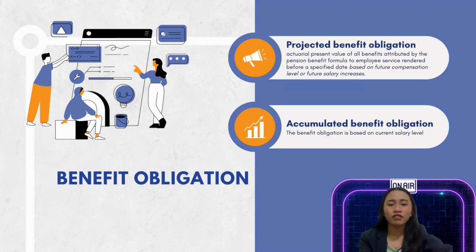However, if the benefit obligation is based on current salary level, it is known as accumulated benefit obligation. So, the difference between PBO and ABO is that PBO is based on future salary level while the latter or the ABO is based on current salary level. So, ang standard na gamitin for defined benefit obligation ay ang projected benefit obligation or ang tinatawag natin na PBO.